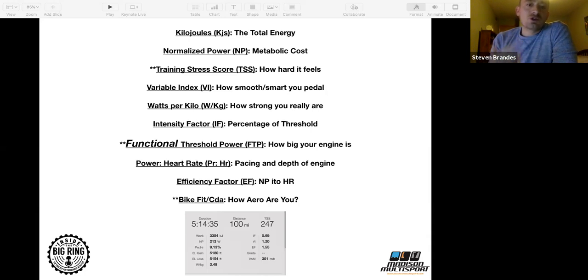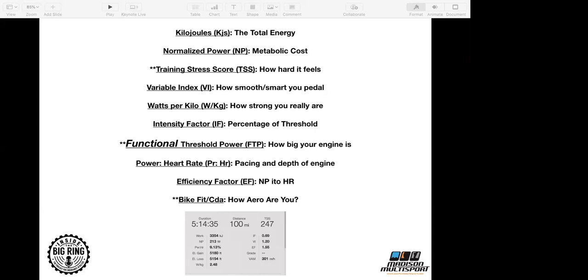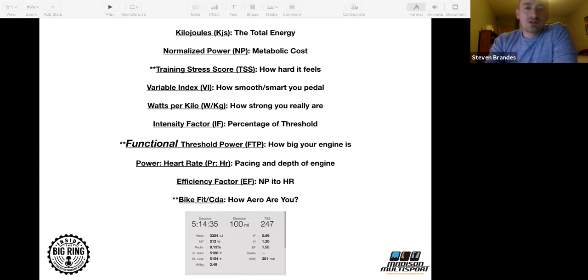Your TSS, your training stress score, labeled as TSS. I like to just basically say, this is how hard the ride felt. It's like a measurement tool. The base number you can look at is, if you ride 1 hour at 100% of your threshold, that is 100 points. If you ride 50% of your FTP for 1 hour, that's 50 TSS points.